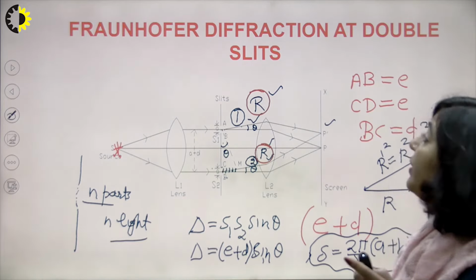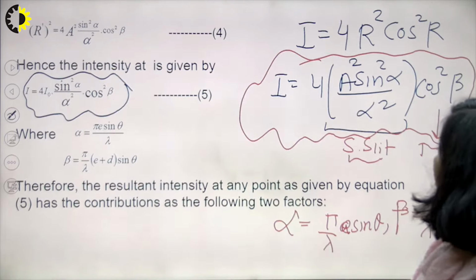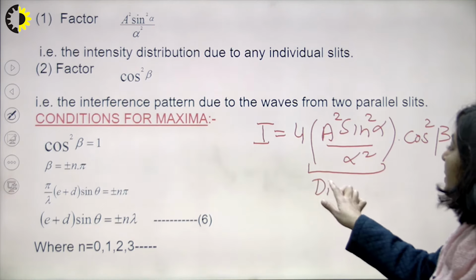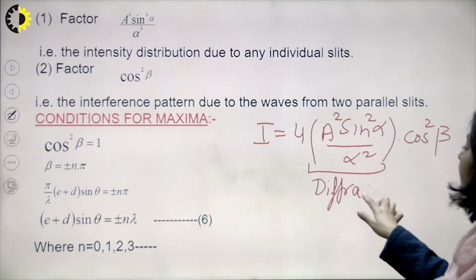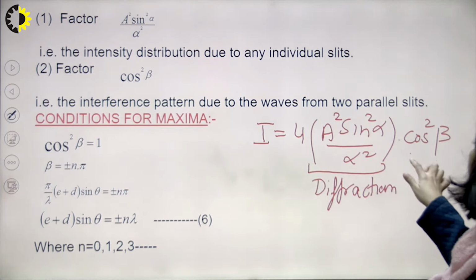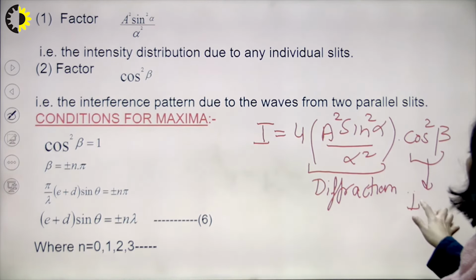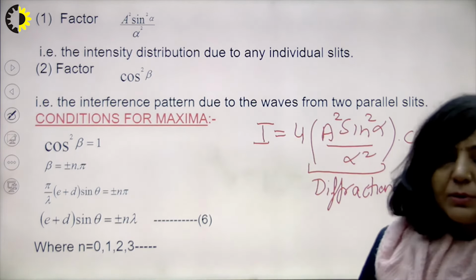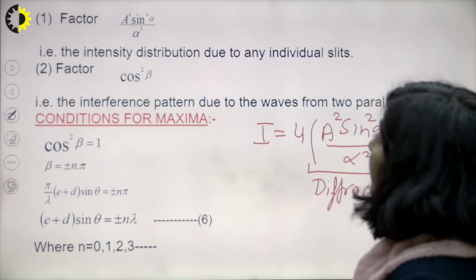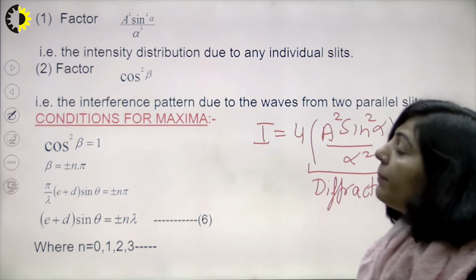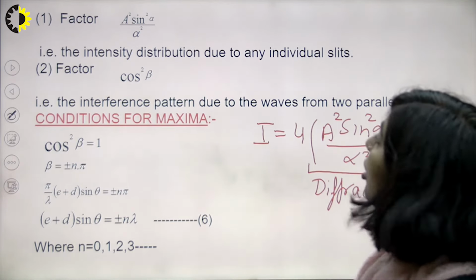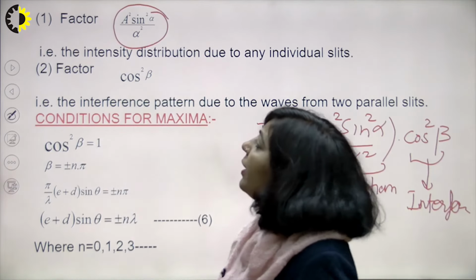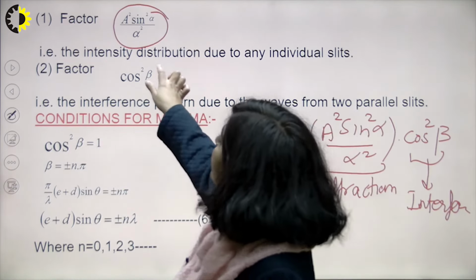So you have two different types of terms here. This particular term represents the diffraction term, and the second term represents the interference term. These two terms are going to decide whether that point P dash will be a point of maxima, principal maxima, or minima. So there are two factors. The first one is A square sine square alpha over alpha square, and the second factor is cos square beta.